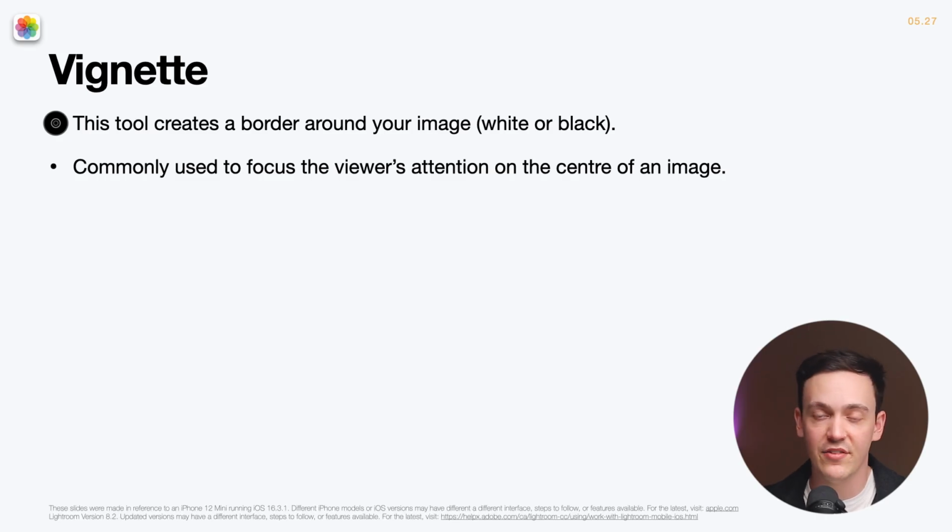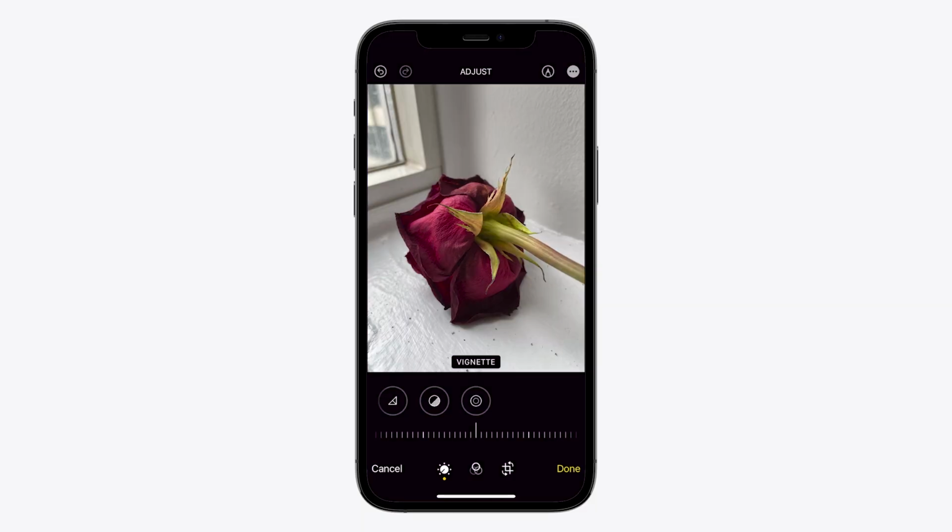The last tool that we have in this section is the vignette tool. If you drag this slider to the right, you'll add a circular black border around your image. And if you drag this slider to the left, you'll add a circular white border to your image. This can be used to focus the viewer's attention on the center of your image.